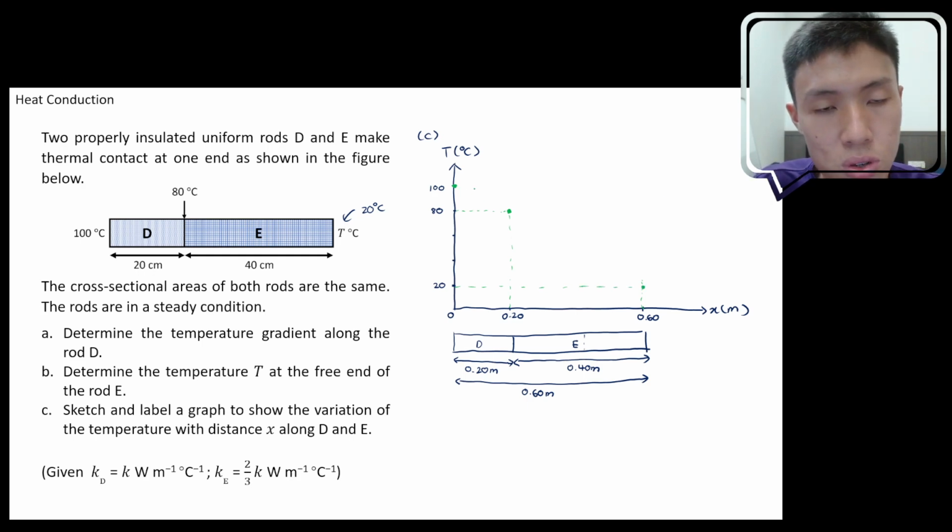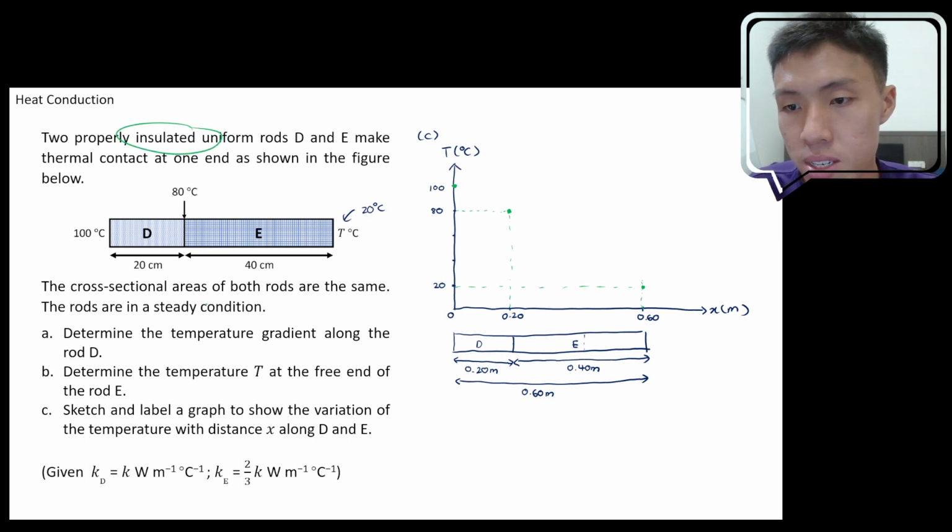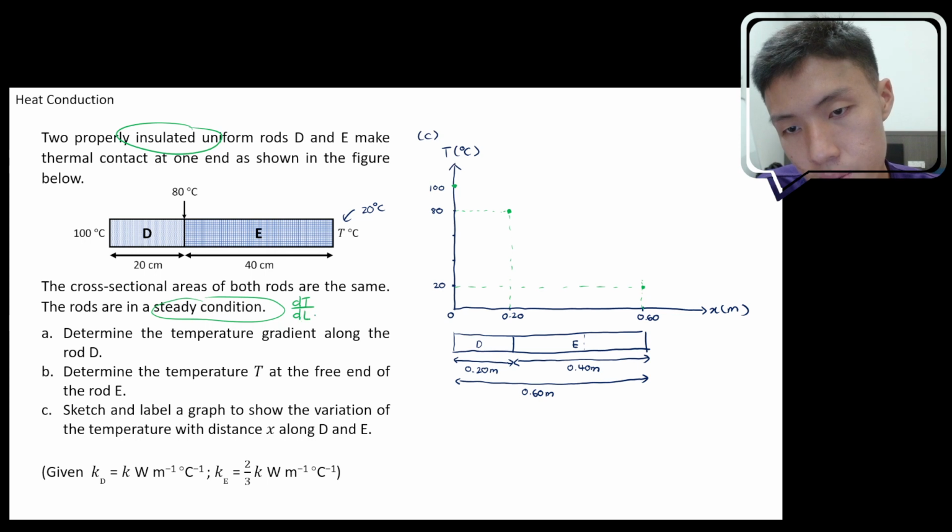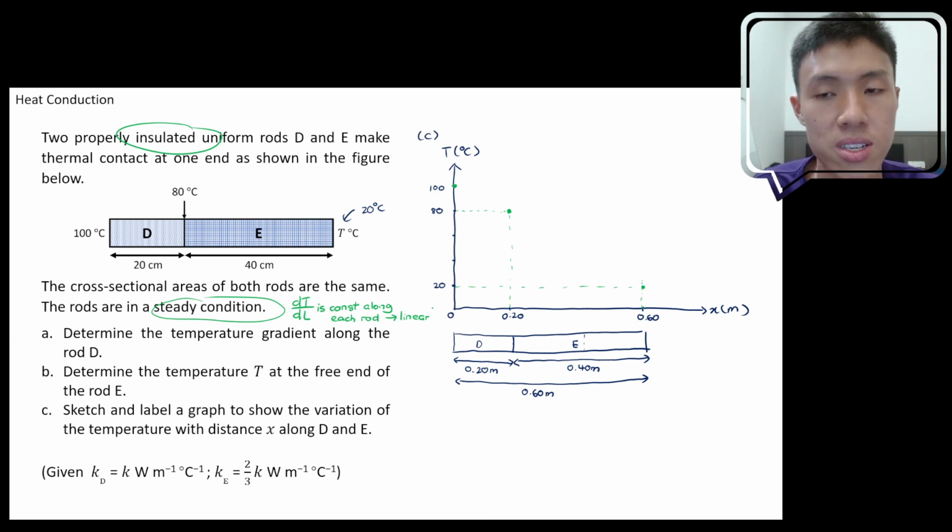From here you can draw 2 lines to connect these 3 dots. What you need to do is just connect the dots. But make sure, because I already mentioned that it's insulated and in steady condition, that dT over dL is constant along each rod. Because it's constant along each rod, you should expect a linear line. If it's not insulated, heat will release to the surroundings, and then it will not be a linear line. But because the rod is insulated, no heat is released to the surroundings. Heat will be passed along the rod without any escape, so you should expect a linear line for your temperature graph.